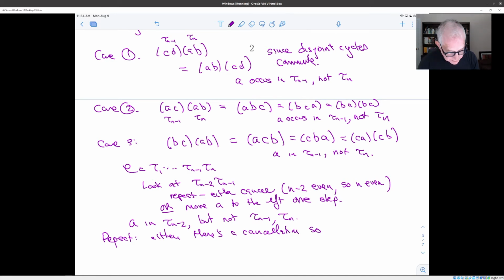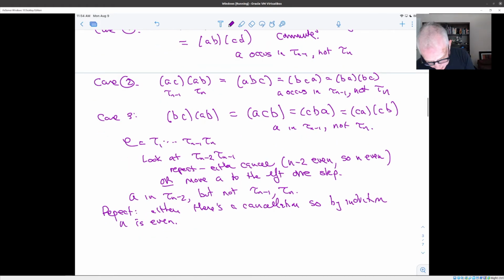So the expression shrinks, so that by induction n is even. That's the case where two adjacent transpositions become the same. They drop out. The list that's left gets shorter. By induction, it's even. So when we put the two things back, it's still even. Or we get A appearing in tau 1, but not tau 2 out to tau n.